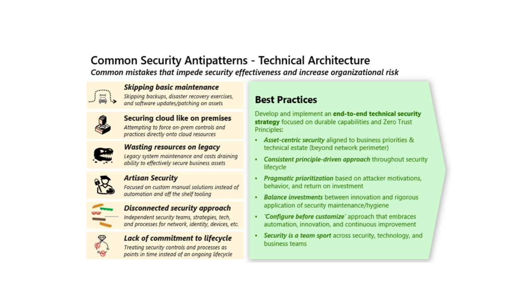This anti-pattern uses unique criteria for patching instead of applying all manufacturer-recommended patches. This customization effectively creates custom builds of Windows, Linux, and applications which have never been tested in that exact configuration. Focusing only on operating systems, this anti-pattern patches only servers and workstations without also addressing containers, applications, firmware, and IoT/OT devices. Securing cloud like on-premises, attempting to force on-prem controls and practices directly onto cloud resources.